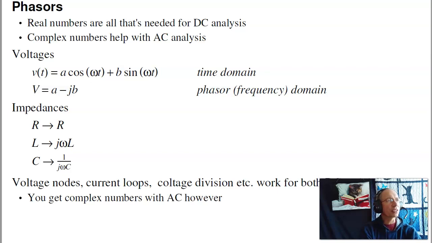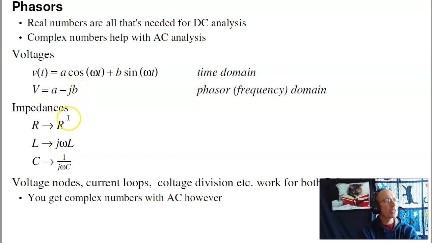Phasor analysis says that in order to analyze a circuit at DC, all I need are real numbers. If I want to analyze AC circuits, however, I need to use complex numbers. And if I'm willing to use complex numbers, then AC is just like DC. The phasor conversion from voltages and impedances to complex numbers is if I have a sine wave, the real part is cosine, minus j is sine. That's the beauty of complex numbers. I can represent both the sine and the cosine with a single number.